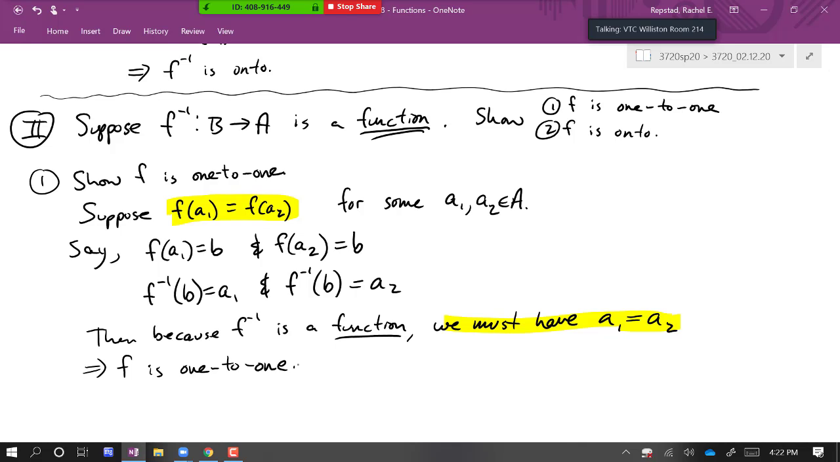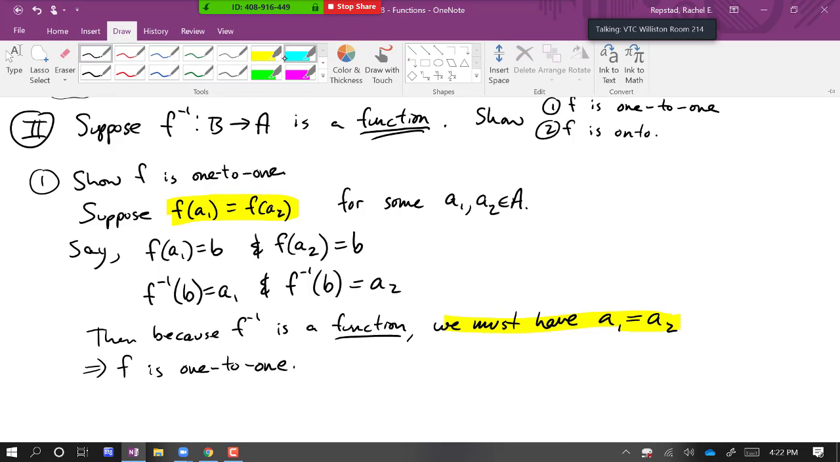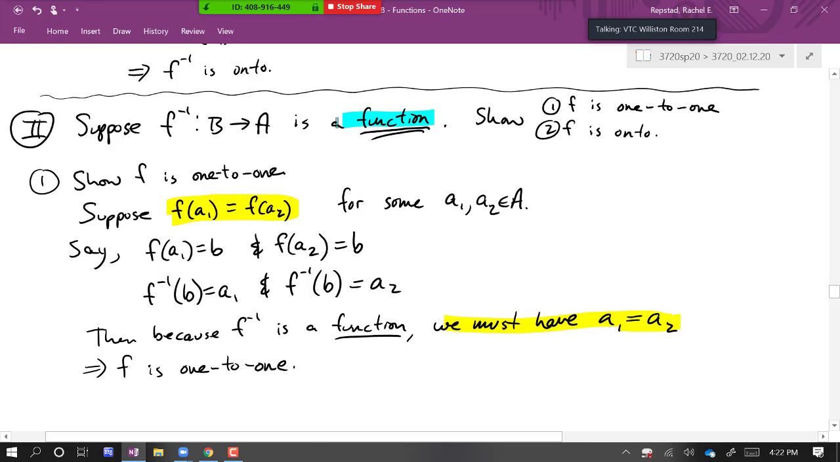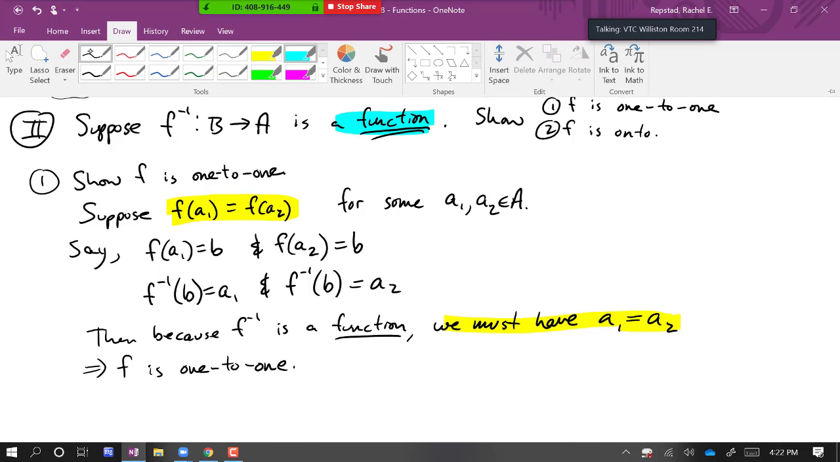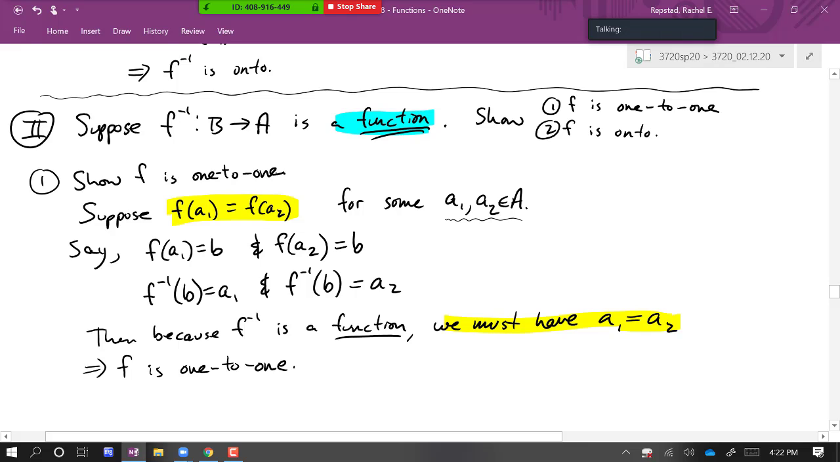Well, what's important here is that what we were supposing in the beginning was that f inverse is a function. That it wasn't just a relation, but it's a function. And when we're trying to show that a function is 1-to-1, we start out by assuming that we have found a couple of elements that map to the same output. That's what we do right here in this equation highlighted in yellow at the top. Suppose we found a couple elements that map to the same output. If f inverse weren't actually a function and it were just a relation, we wouldn't be able to conclude that A1 is equal to A2.